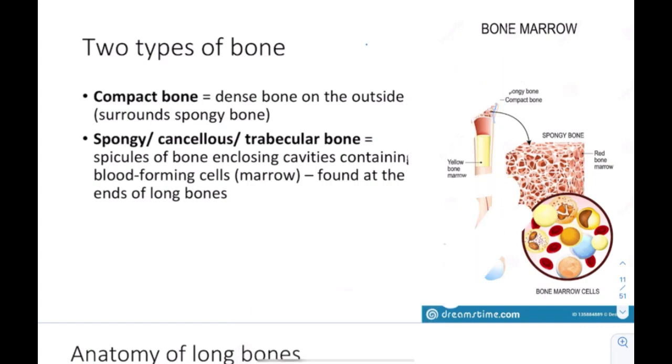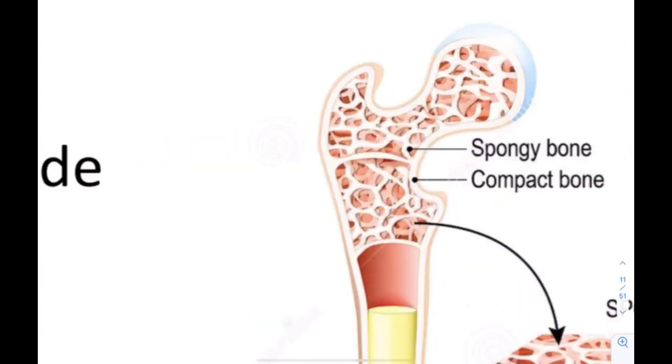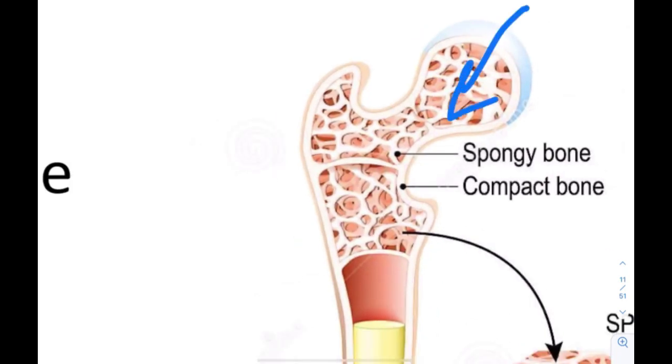Just to repeat what I said. Right here, the spongy bone, or the cancellous bone, or the trabecular bone, consists of spicules of bone. So these little spikes of bone that you see, there are spaces or cavities between them. This is where the red bone marrow is, and this is where bone marrow cells produce the blood.